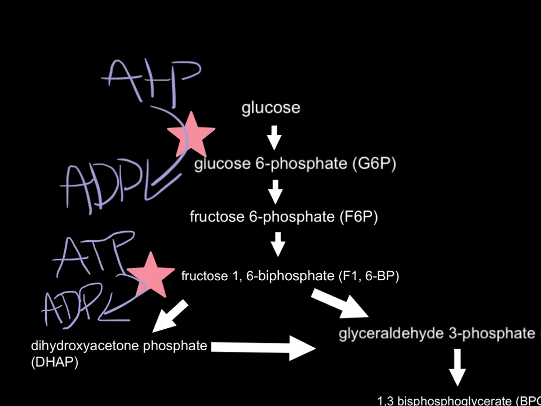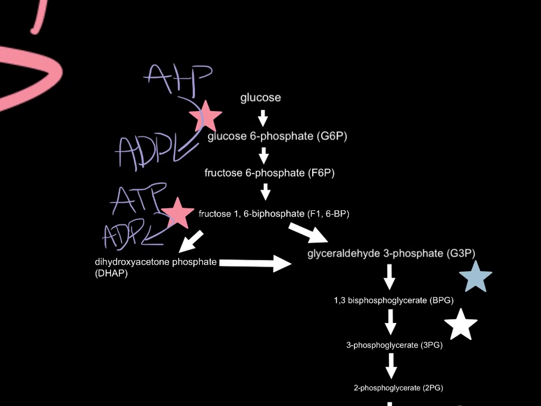fructose 1,6-biphosphate. Fructose 1,6-biphosphate is then split, making DHAP, right here, and G3P, after which DHAP is then turned into G3P as well. So this would continue down this direction, but we're just going to have it set up like this for now.